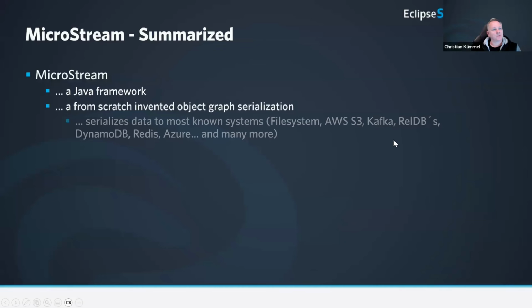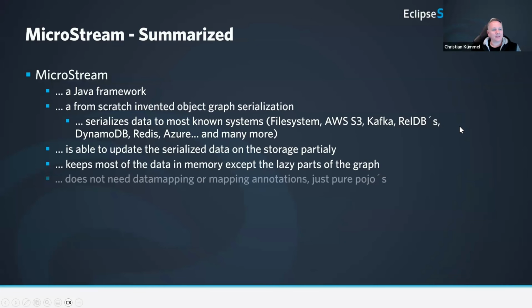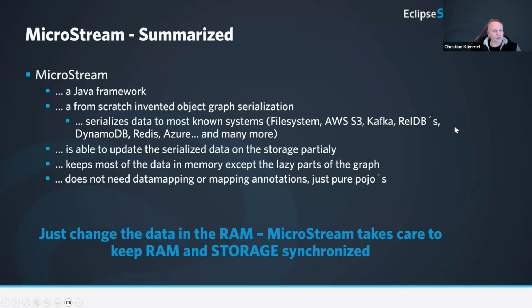So let me summarize MicroStream again a little bit. As always, it's a Java framework. It's a from-scratch invented object serialization. And the special thing is we are able to update the serialized part on the storage or on your hard disk or whatever. Most of the data stays in memory, or basically all the data is in memory except the lazy parts, and there is no data mapping or mapping annotation at all. You just need your pure Java POJOs, and that's it.